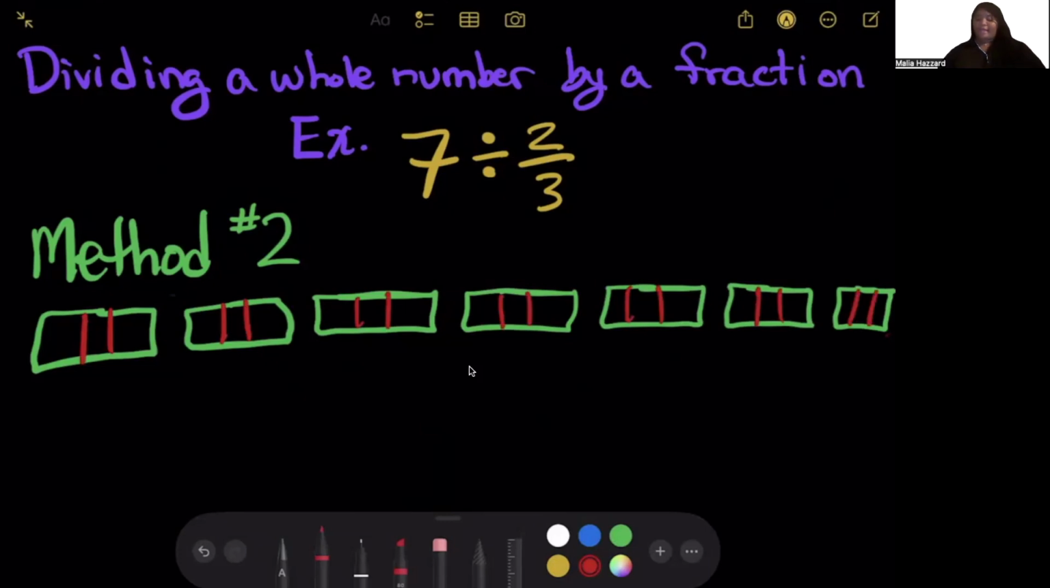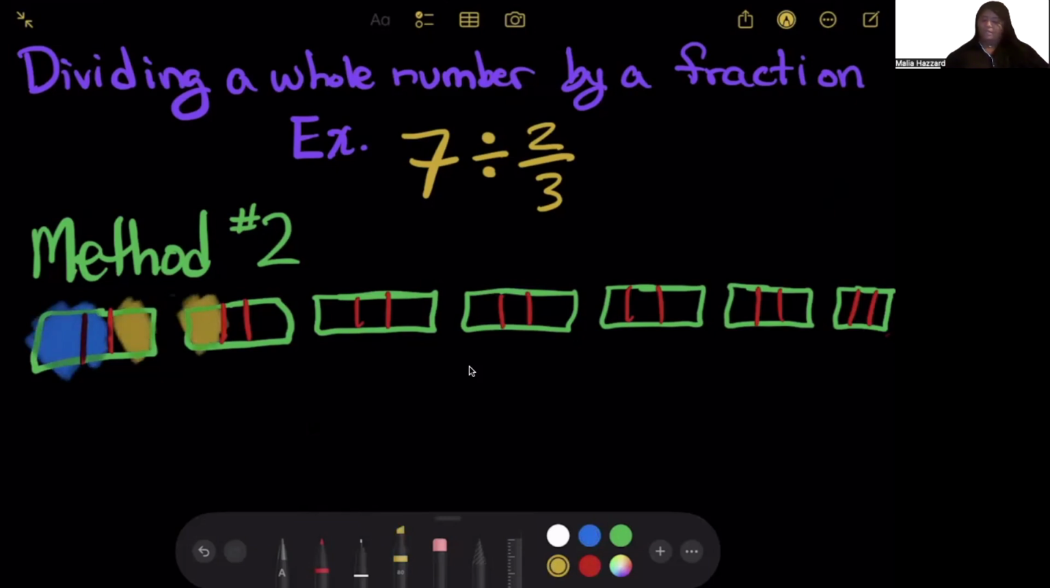Now, when I go through and shade, I'm going to change colors after how many blocks? I'm going to change colors after every 2 blocks because my numerator is 2. So 1, 2, that is now a new whole.